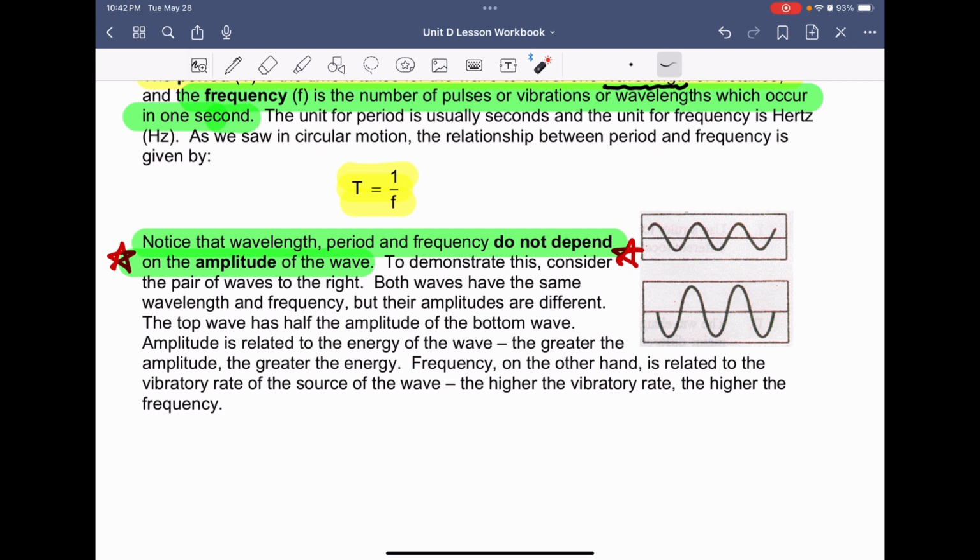Now, what is that all about? If wavelength, period, and frequency do not depend on amplitude, then what is amplitude? Amplitude is symbolic of the energy of the wave. So how much energy determines the overall amplitude? The greater the energy, the greater the amplitude. And then just to subnote this, the frequency, on the other hand, is related to the vibratory rate of the source of the wave. So the higher the vibratory rate, the higher the frequency.